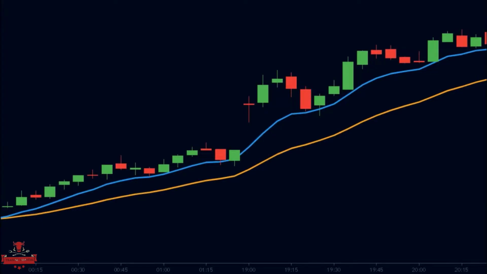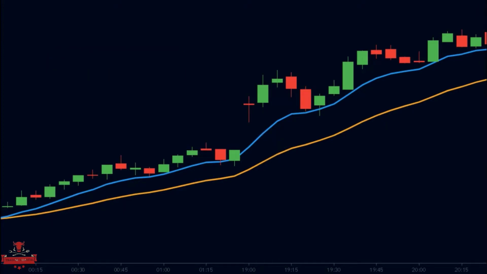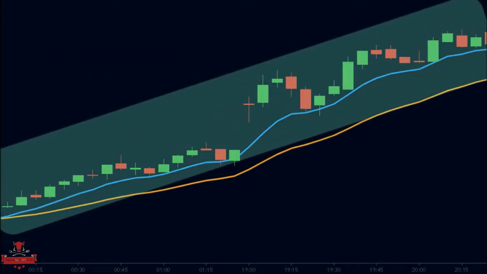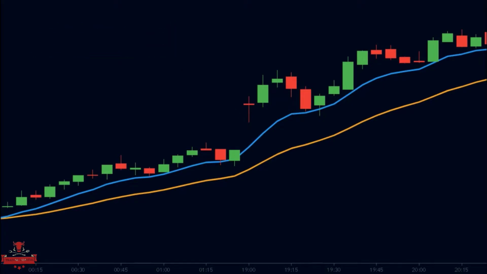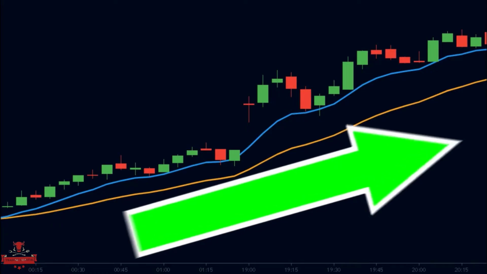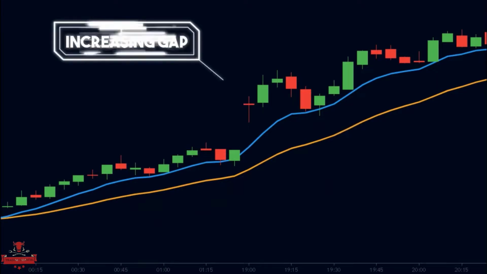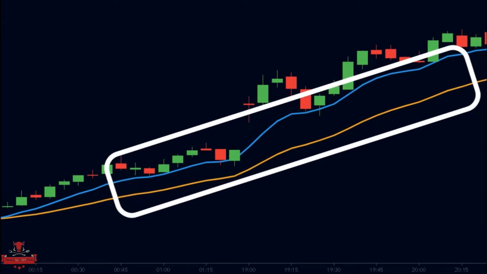This is how the moving averages look on the chart. Here, the blue line is the 9-period EMA, and the orange line is the 21-period EMA. In an uptrend, the price will stay above both of the moving averages, and the 9-period EMA will stay above the 21-period EMA. Another thing to note here is that the moving averages will be sloped upwards at an approximate 45-degree angle. The gap between the moving averages should also grow wider with each candle. This means that the moving averages should look like they are moving far apart from each other.